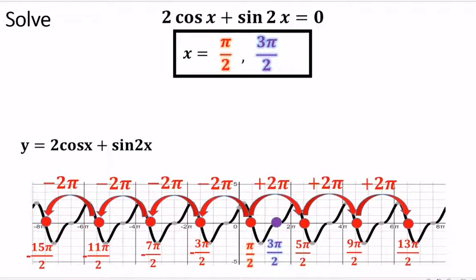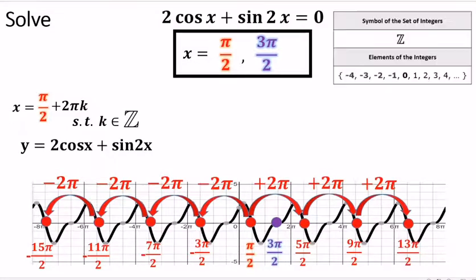If we want to write a solution that includes all of these answers, we might start with x equals pi over 2. Realizing that we want to add and subtract 2 pi as many times as we want to make the solution generic, we will add 2 pi k. We don't need to say plus or minus because we are going to let k be an element of the integers. Integers are numbers 0, 1, 2, 3, 4, etc., and negative 1, negative 2, negative 3, negative 4, etc.